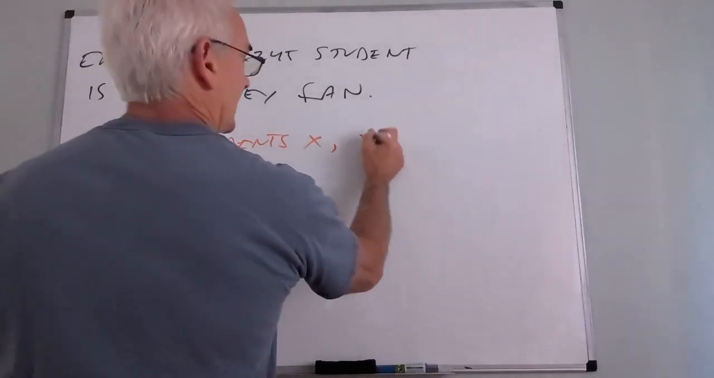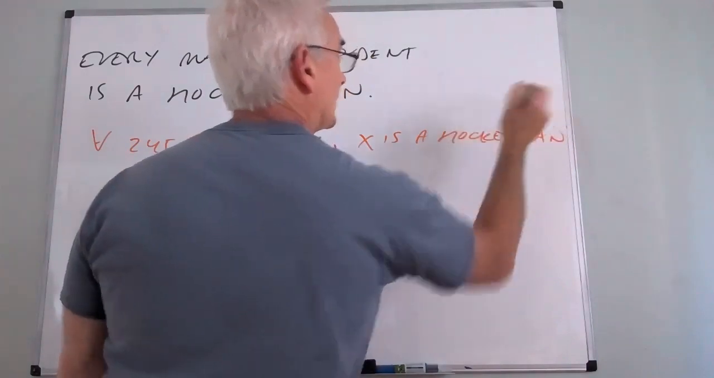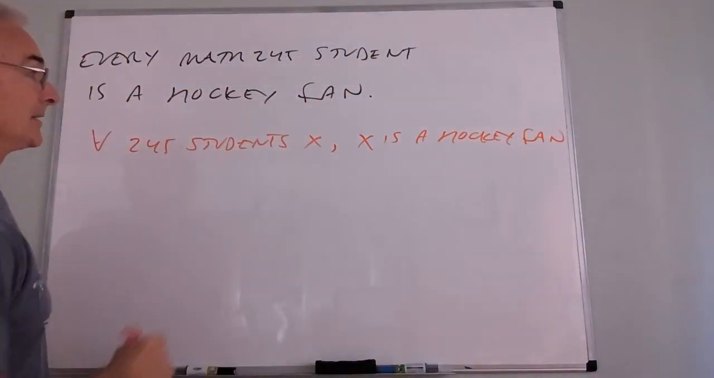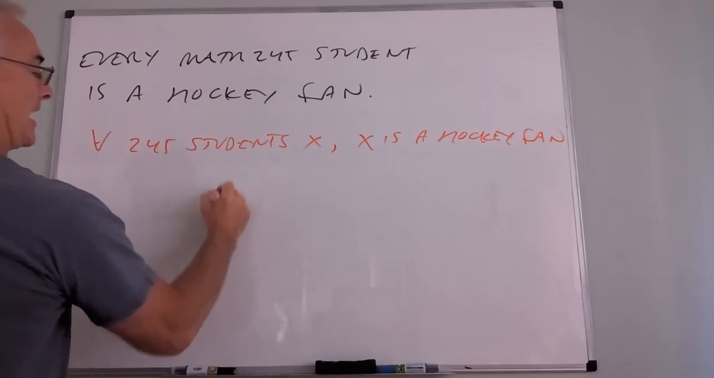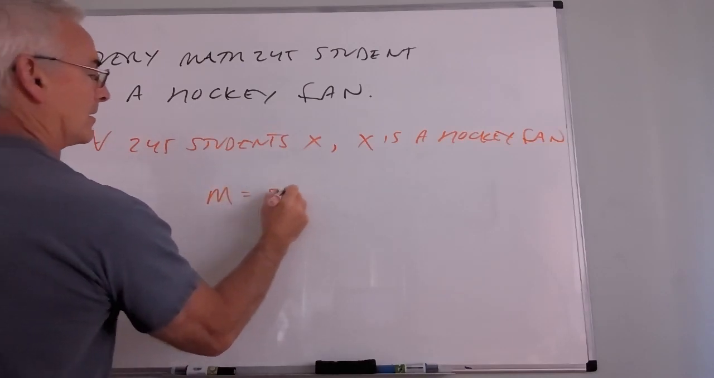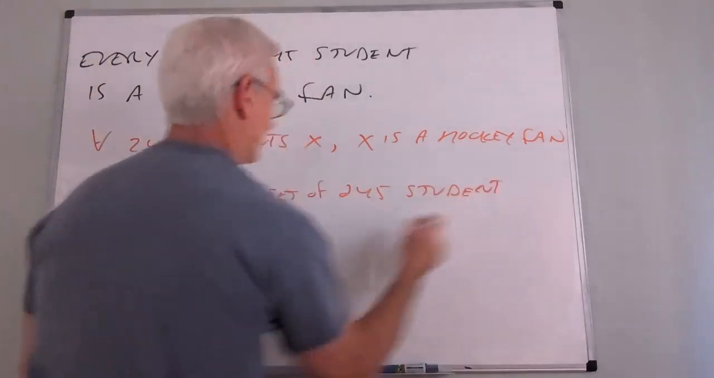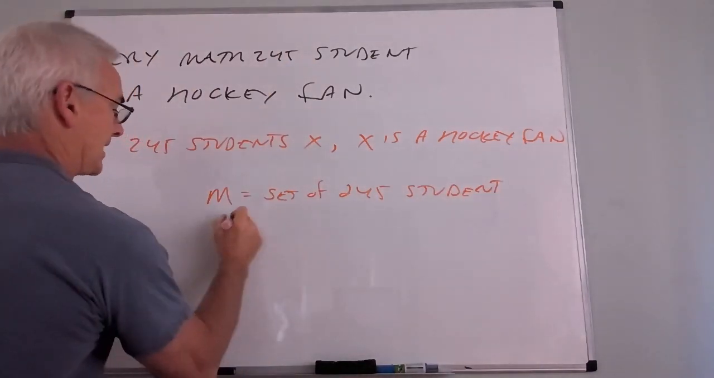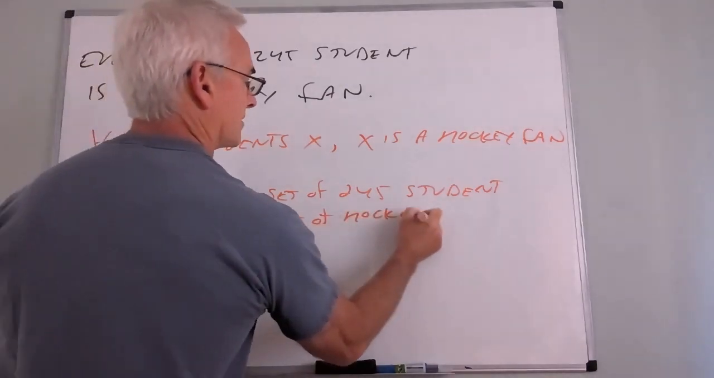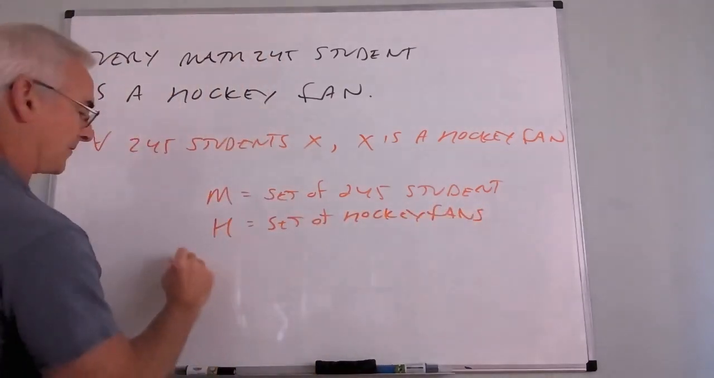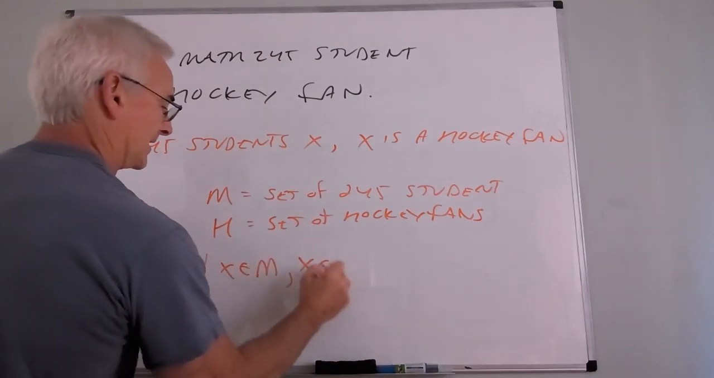How about X is a hockey fan? Now you could get really formal and say, let M be the set of 245 students, M for math. H is the set of hockey fans. And now you can say for all X in M, X is in H.